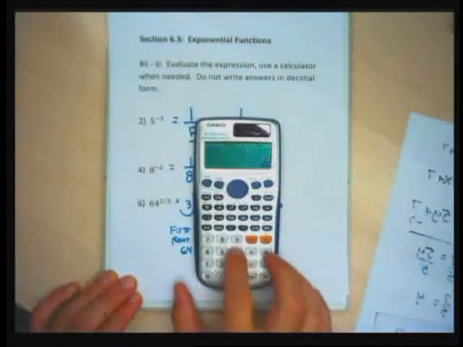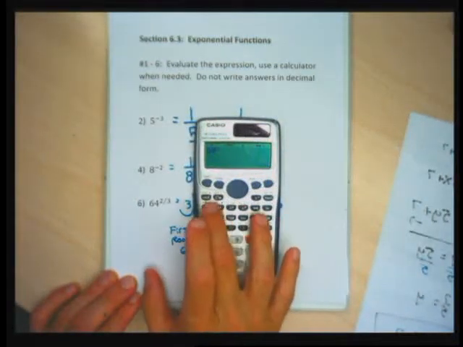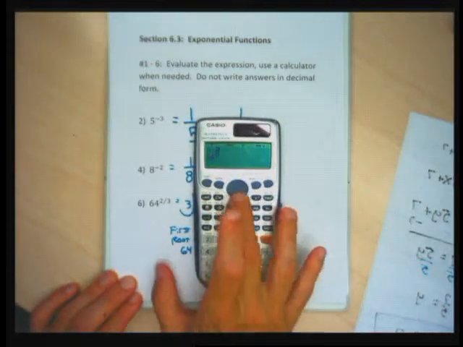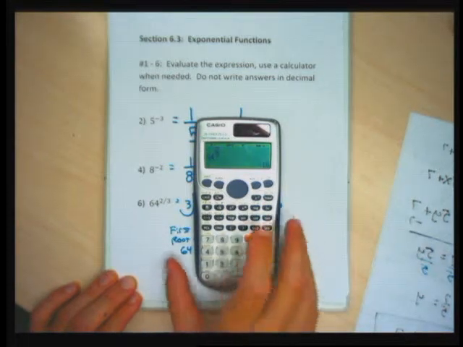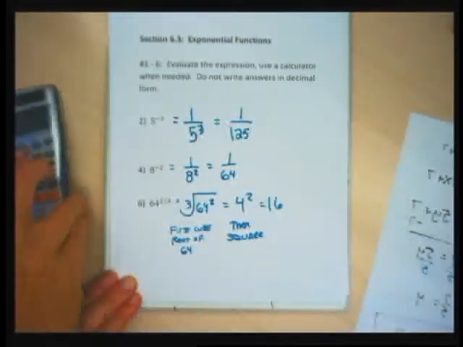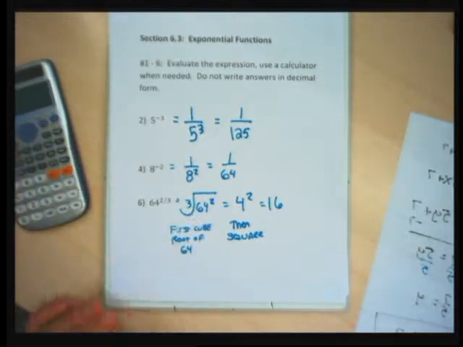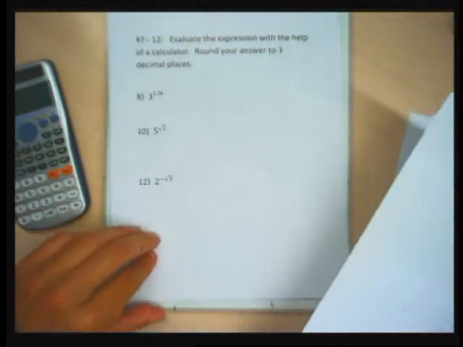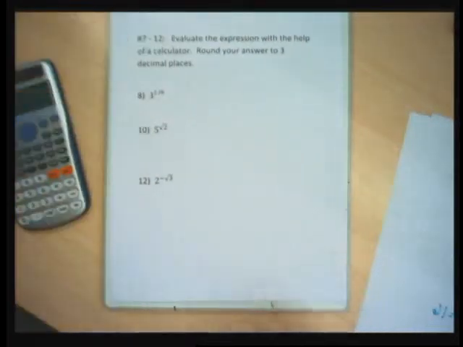So on my calculator, 64, up arrow, fraction 2 over 3, and I get that same 16. So those problems were, in some sense, effortless for me. Similarly, the next few problems are going to be kind of effortless for me.